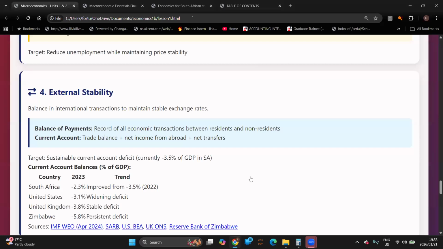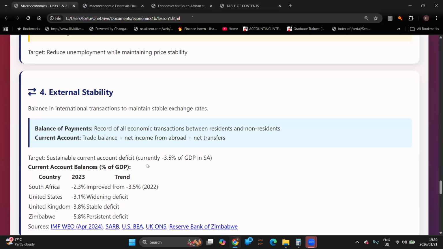So external stability comes from trade. So when you're talking about trade, we're talking about the exchange between countries, a local economy with another economy. So how much South Africa is selling to another country and how much it is importing from that particular country. So we're introduced to two main aspects of trade, which is exports and imports, which are pivotal when it comes to that.